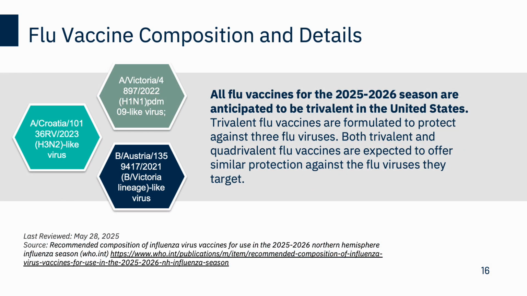Flu vaccine composition and details. All flu vaccines for the 2025 to 2026 season are anticipated to be trivalent in the United States. Trivalent flu vaccines are formulated to protect against 3 flu viruses: the A Victoria 4897, 2022, H1N1 pandemic 09 like virus, the A Croatia 10136RV, 2023, H3N2 like virus, and the B Austria 1359417, 2021, B Victoria lineage-like virus. Both trivalent and quadrivalent flu vaccines are expected to offer similar protection against the flu viruses they target.